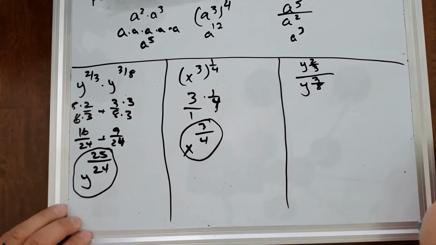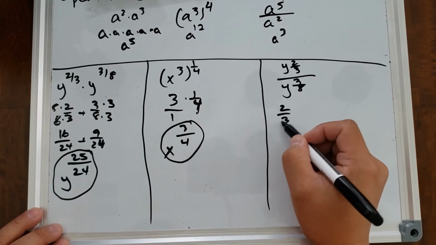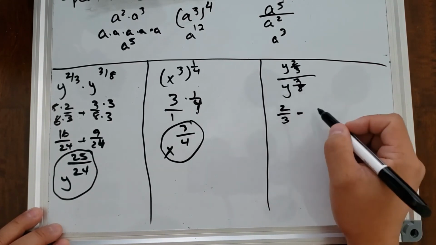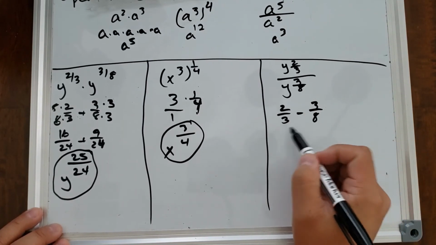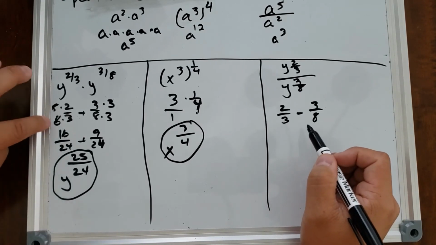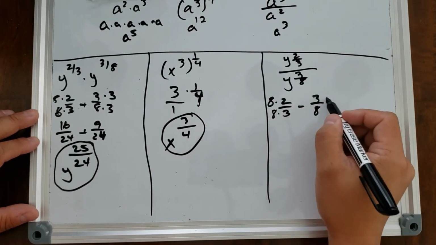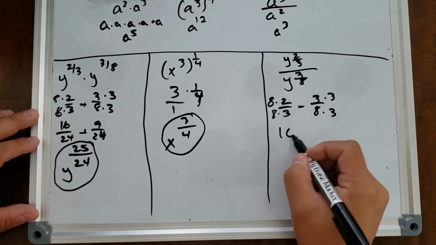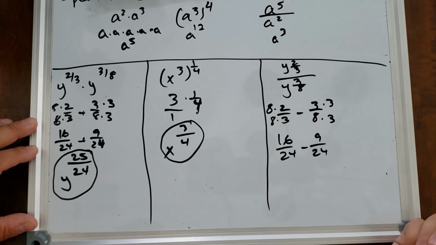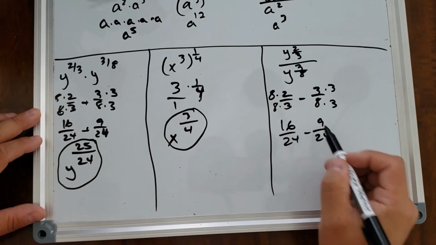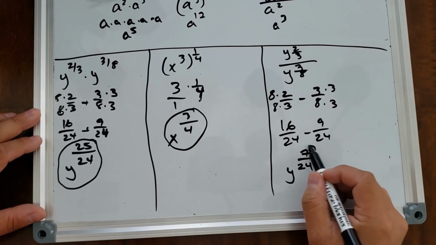Here I'm dividing. So again, when we divide, what did we do? We just subtracted. So all I'm going to do is subtract these two fractions. So 2 over 3 is the top number minus 3 over 8 is the bottom number, right? Again, in order to add or subtract fractions, I need them to be the same. So I'm going to do exactly what I did here and get these bottoms to be the same. I'm going to multiply this one by 8, this one by 3, and this again gives me 16 over 24 minus 9 over 24, right? So then 16 minus 9 gives me 7 over 24. So this is going to be y to the 7 over 24.